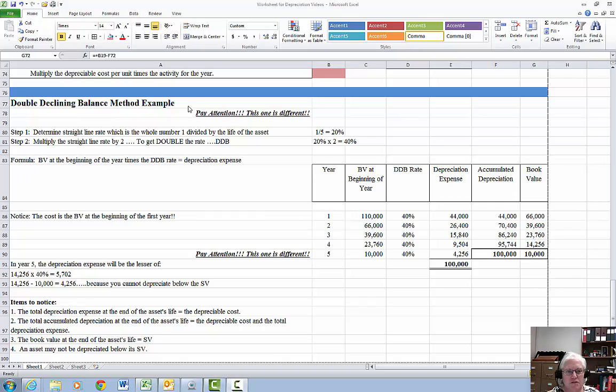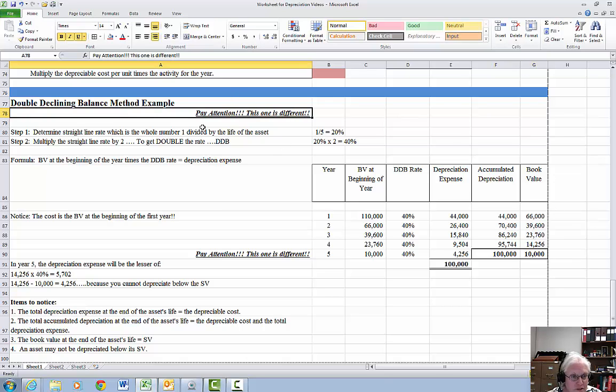Hey folks, let's talk about depreciation and depreciation units of output. So we've got some new terminology in this chapter. Let's talk about units of output, defined a little bit differently than before.